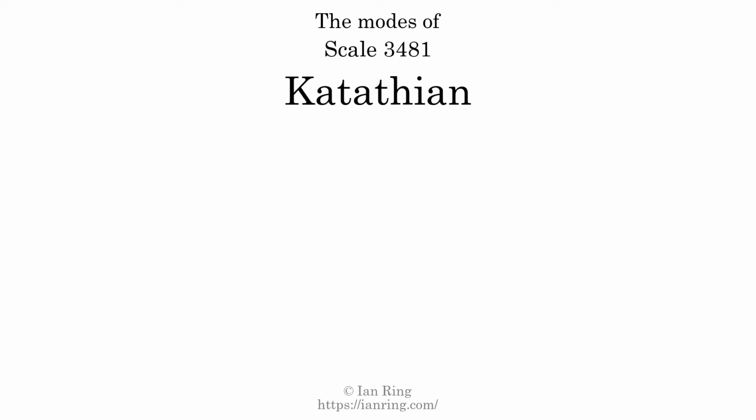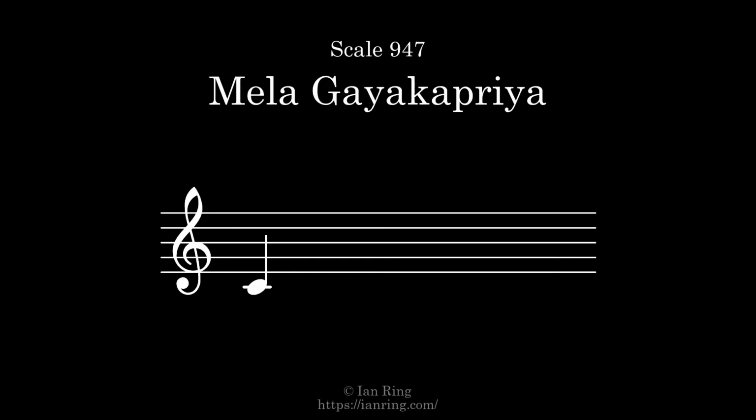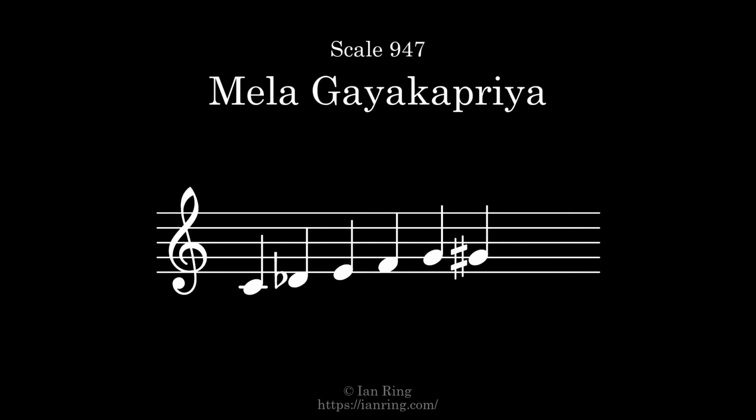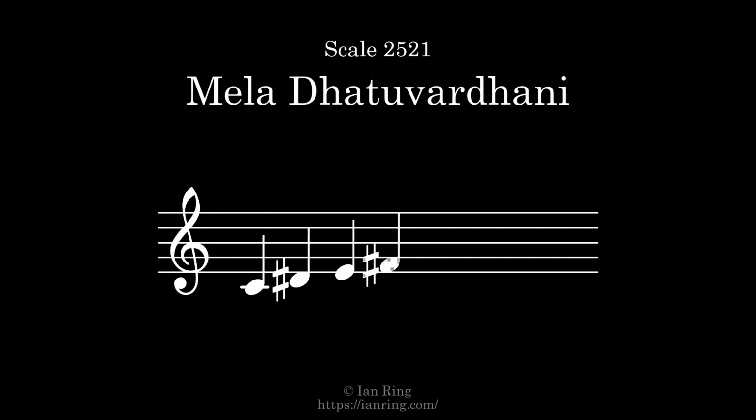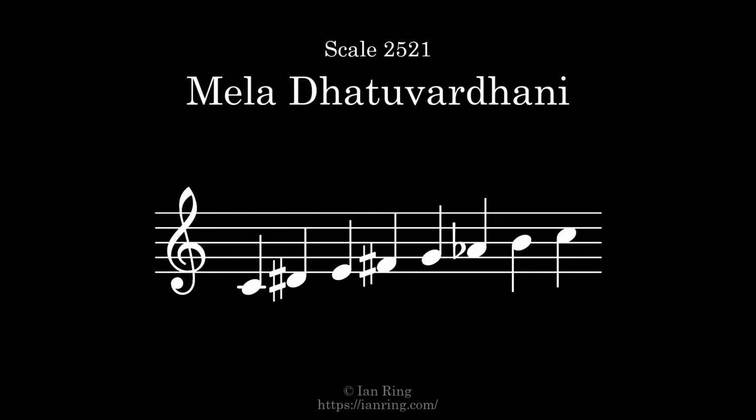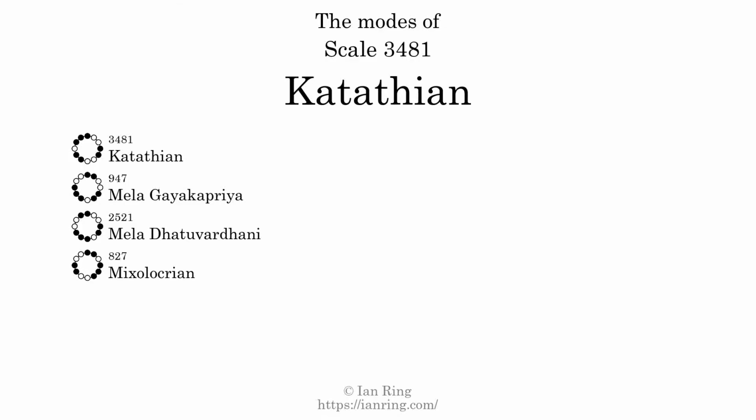This scale has 7 modes. The first mode is itself. The second mode is scale 947, also known as Capriya. It sounds like this. The third mode is scale 2521, also known as Vardhani. It sounds like this. The fourth mode is scale 827, also known as Mixolocrian. It sounds like this.